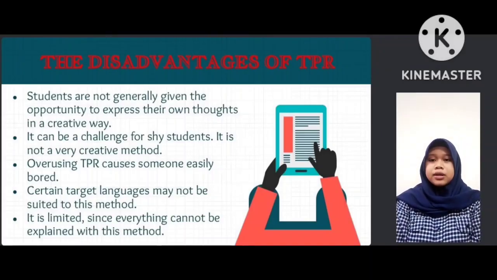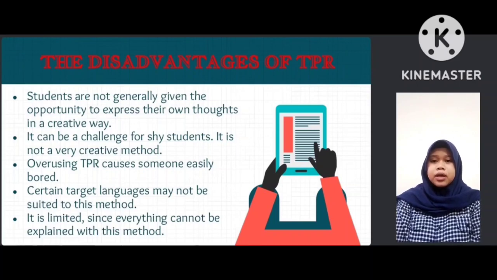Okay, now the disadvantages of TPR. Students are not generally given the opportunity to express their own thoughts in a creative way. It can be a challenge for shy students. It is not a very creative method. Overusing TPR, someone can easily get bored. Certain target language may not be suited to this method. And the last, it is limited, since everything cannot be explained with this method.